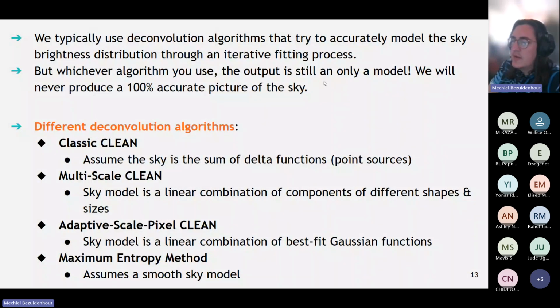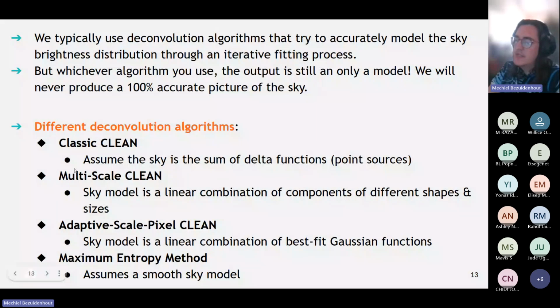The popular one, or the big one that I think most people will know, is the CLEAN algorithm, which has been used for years now. It's a very simple algorithm. It basically assumes that the sky is made up of a sum of delta functions or point sources. And then there are modifications of the CLEAN algorithm that use a different sky model.